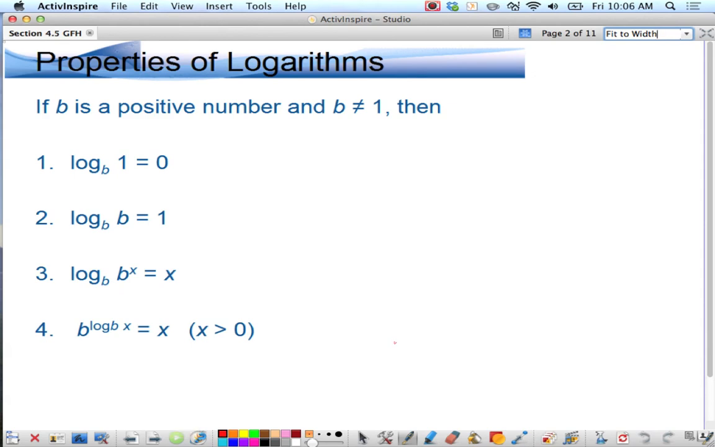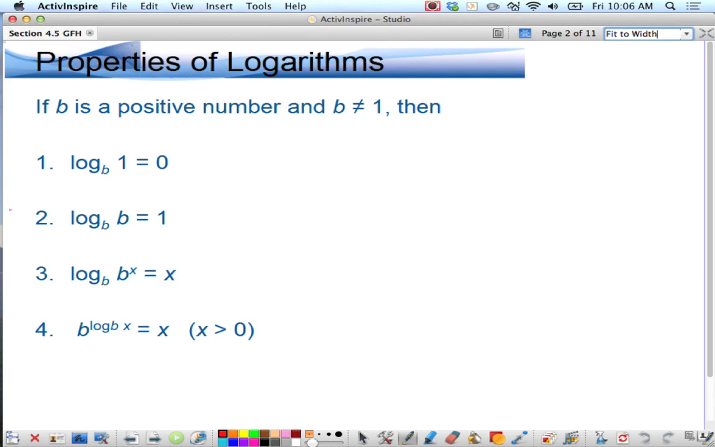It says that as long as our base is a positive number and not equal to 1, then the following 4 things are always true about logs. The log base b of 1 always equals 0. So that means that if this number right here after the log is a 1, regardless of what the base is, that logarithm always equals 0.